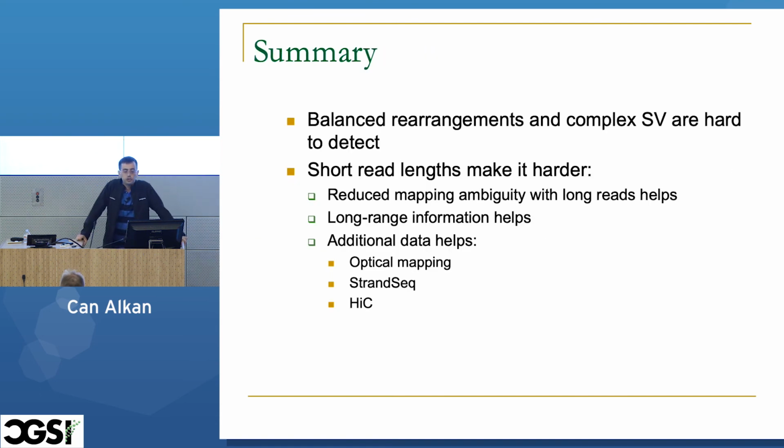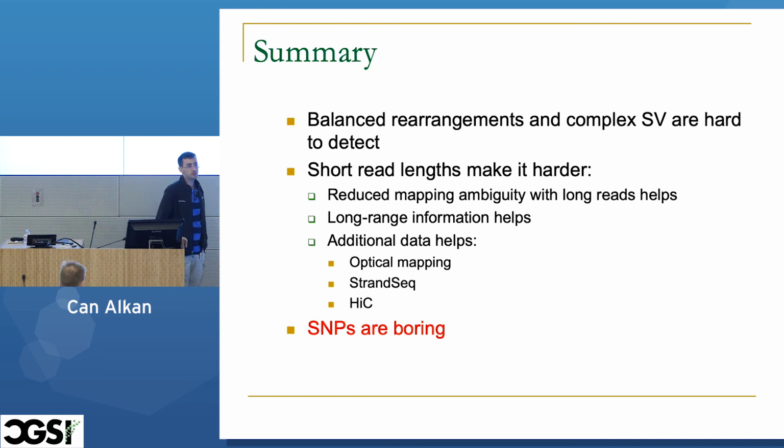So, in short, balanced rearrangements and complex SVs are hard to detect. Short read lengths make it harder, but it's better with long reads, better with linked reads, and additional data coming from Strand-Seq or optical mapping helps, or even Hi-C, which I did not cover in this tutorial. And SNPs are boring. This is something that Elaine Mardis said in the first 1000 Genomes meeting over 10 years ago.